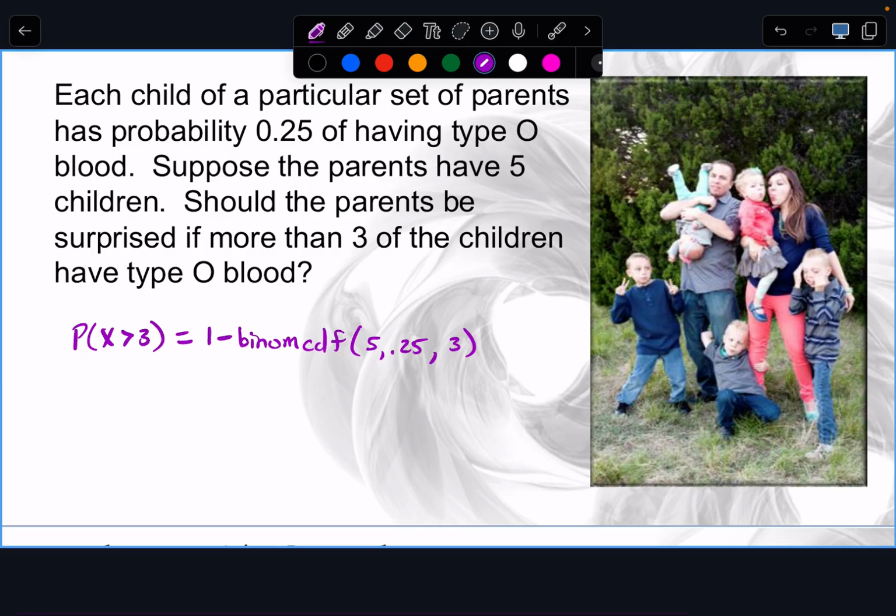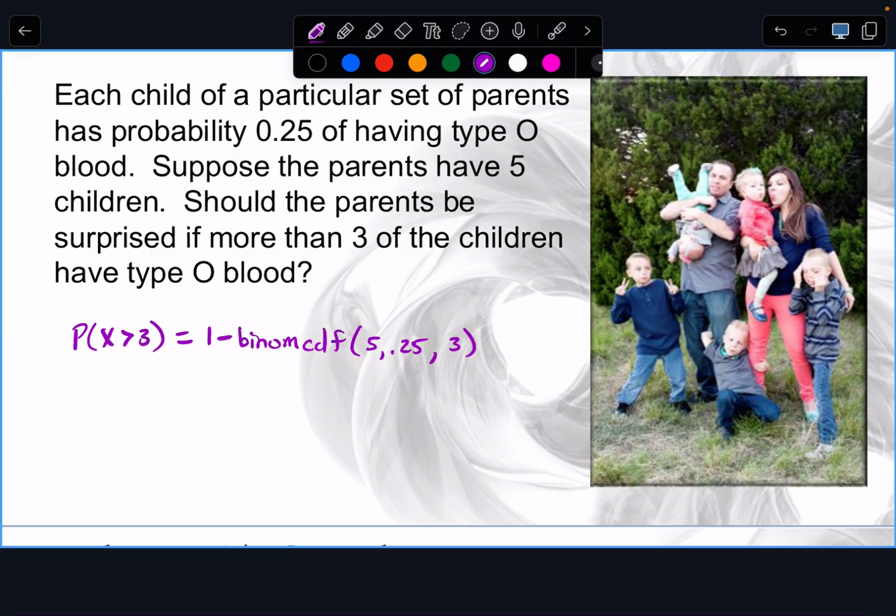And when you plug that in the calculator, you plug it in exactly like you see it. Plug in the 1 minus, hit your second vars, go to binomial CDF, plug in the appropriate values, and then it'll calculate whatever that percentage comes out to be. If that percentage is extremely low, then yes, the parent should be surprised. If it's not very low, then no, they shouldn't. But that's how you would attack this particular type of problem.